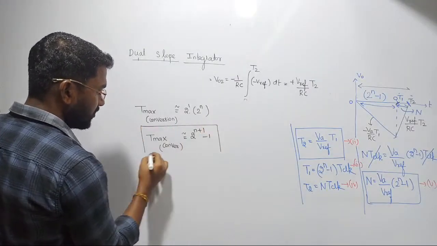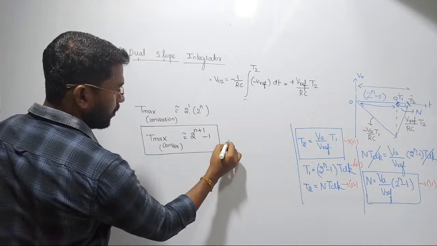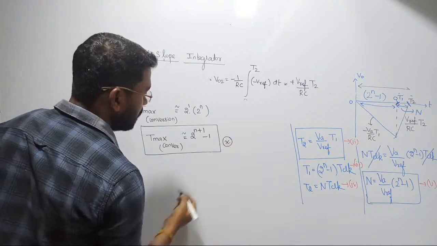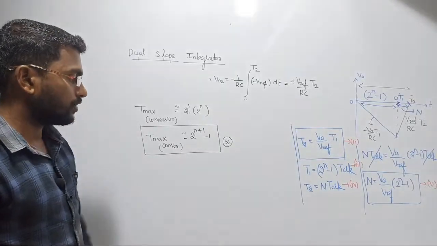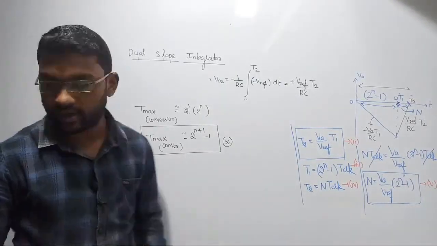Anyway, just remember this equation, I'm not proving it, right? This is enough. So the maximum conversion time of the dual slope integrator is 2 power n plus 1 times of minus 1. That's all. There are no more things to discuss, right?